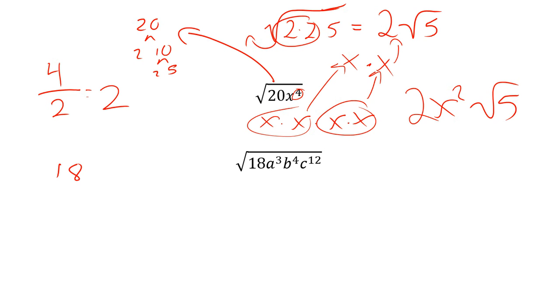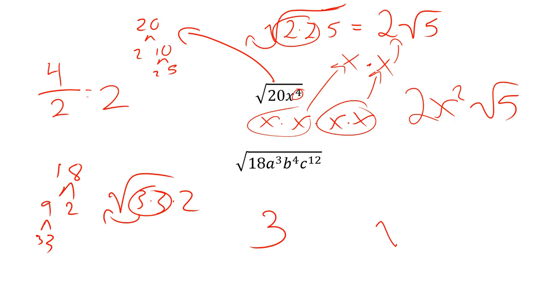So we've got 18. 18 can be broken up into 9 and 2, which then is 3, 3, which means we have 3 times 3 times 2. The 3's come out, the 2 stays home, which means we're going to have 3 something square root 2 with whatever's left over.